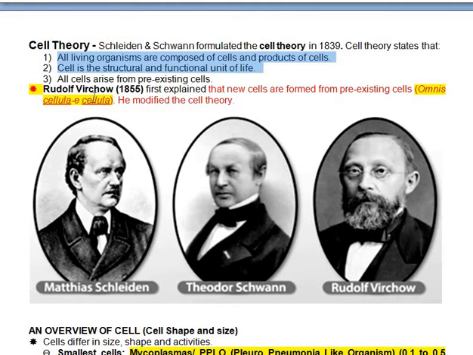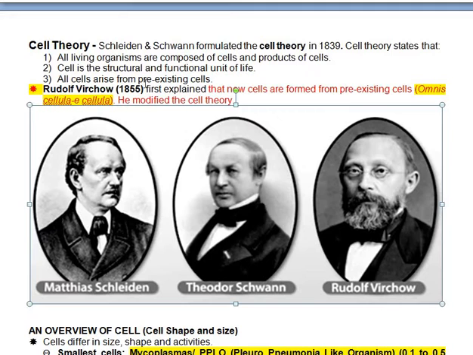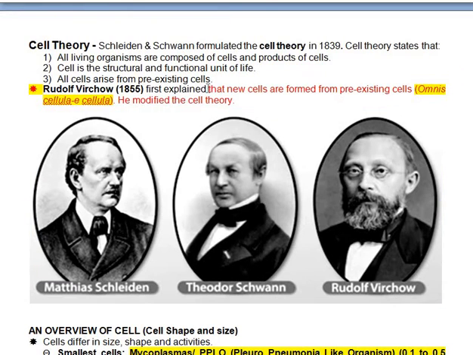But later on, in 1855, Rudolf Virchow further extended the cell theory, and he gave a new statement, that new cells are formed from pre-existing cells. He used the term omnis cellula e cellula. Omnis cellula e cellula means new cells are formed from pre-existing cells. So he modified the cell theory in 1855.